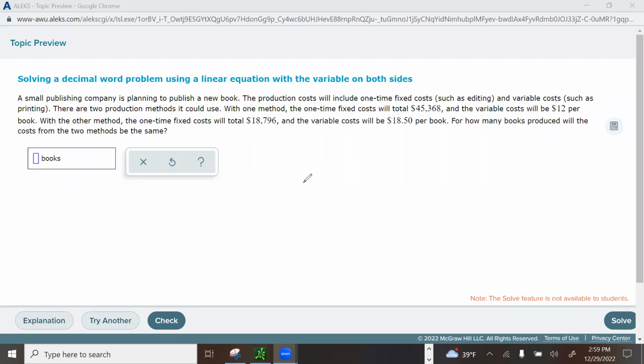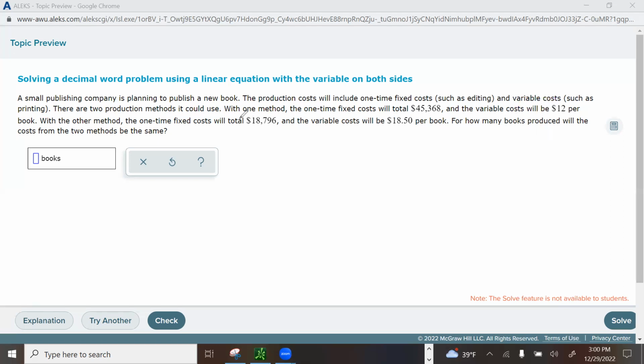Okay, a small publishing company is planning to publish a new book. The production costs will include one-time fixed costs and variable costs, such as printing. All right, one-time fixed cost sounds like that number, whatever that number is, it's probably not going to involve multiplication. But variable cost, that means it's like, $3 a pound. So every time you have another pound of hamburger or something, it's another $3. So that might very well include multiplication. All right, so let's see what we got.